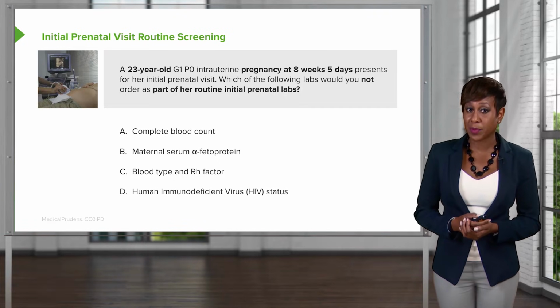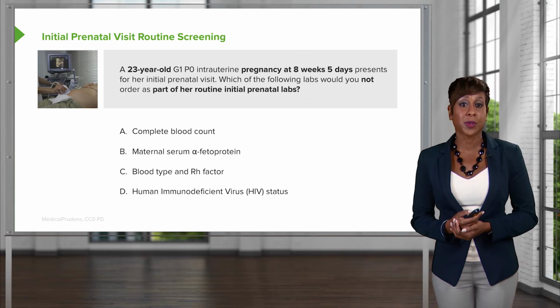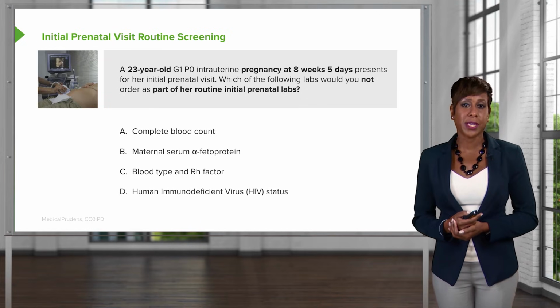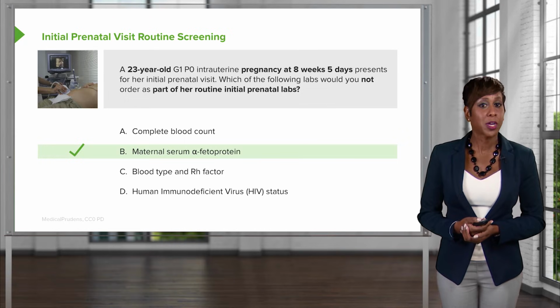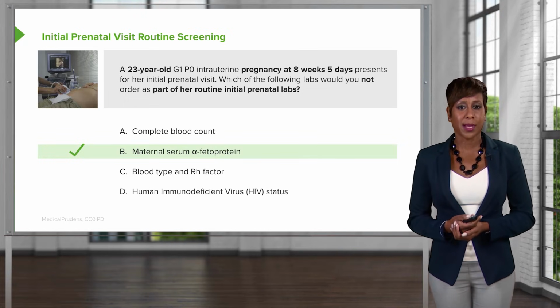A, the complete blood cell count or CBC. B, maternal serum alpha fetal protein. C, the blood type and the Rh factor, or D, HIV status. The answer is B, maternal serum alpha fetal protein. This is not part of the routine screening labs.